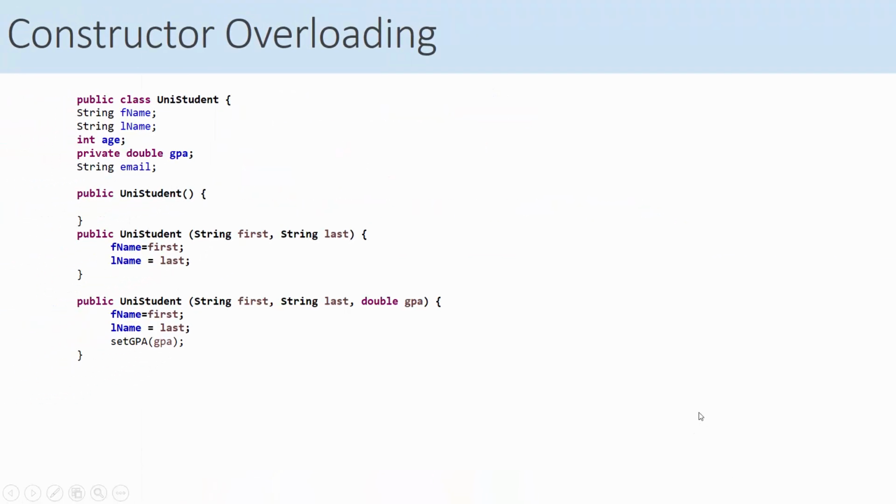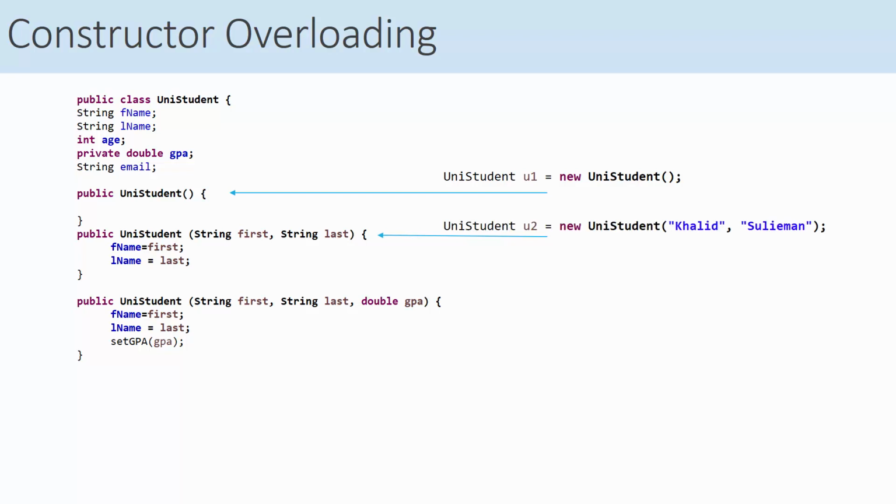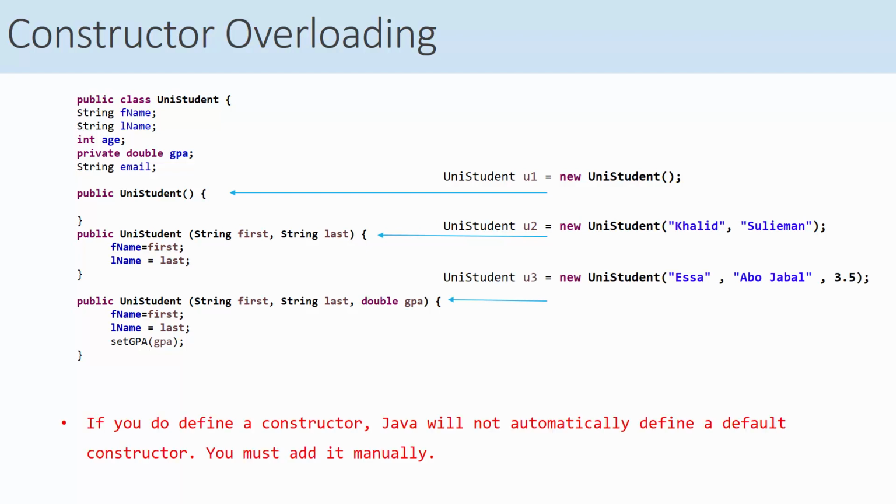So this is our class default constructor. That's how we created the first student. Second constructor, two parameters, and that's how we did it. The third constructor takes 2 strings and 1 double. Of course, if you do not provide or define a default constructor, it's gone. Default constructors are added only when no constructors are available.